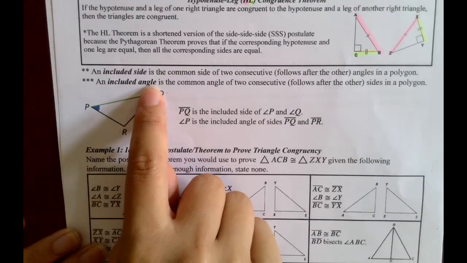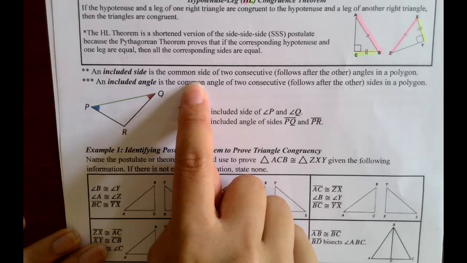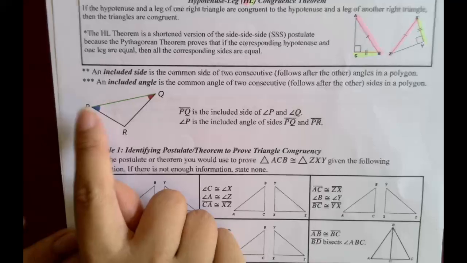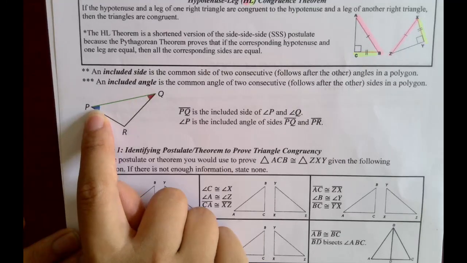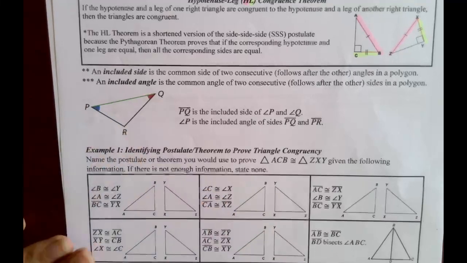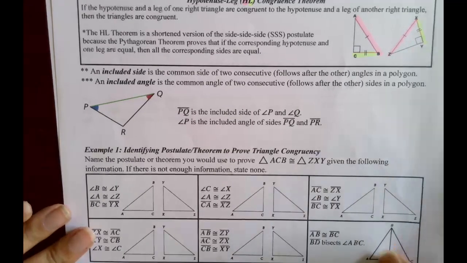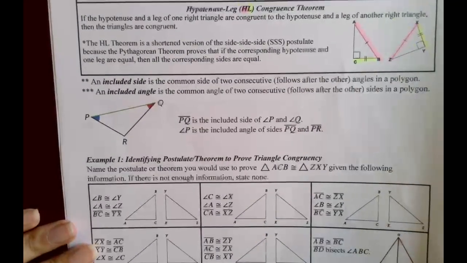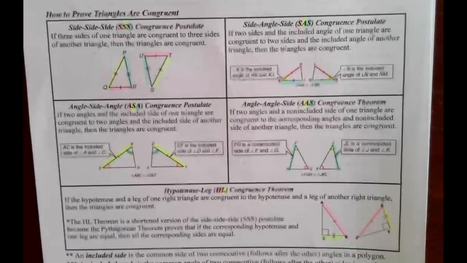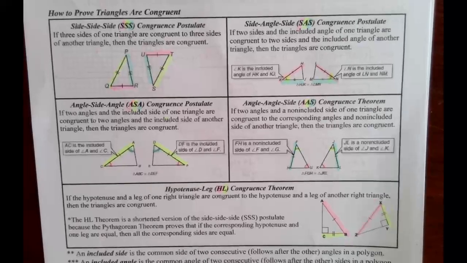The included angle is the angle that's in between those two sides. So an example is angle P here is the included angle of sides PQ and PR. It's in between PQ and PR. Okay, so now with that in mind, based off of the information we're given here, we're going to determine which of these 5 ways we can use to prove the triangles are congruent.